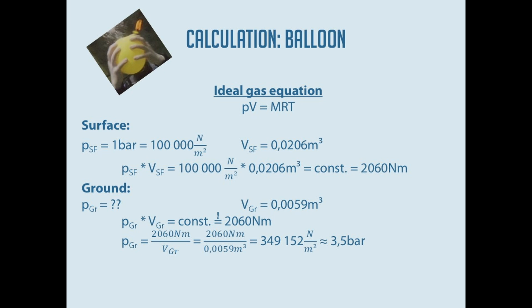so for P at the ground, scarcely 350,000 Newton per square meter. This converts to about 3.5 bar. We have previously said that there is about 3 bar pressure there, and considering that the drawing was anything but accurate, and we naturally also have a slight overpressure in the balloon at the surface, we arrive at a result that is still acceptably accurate.